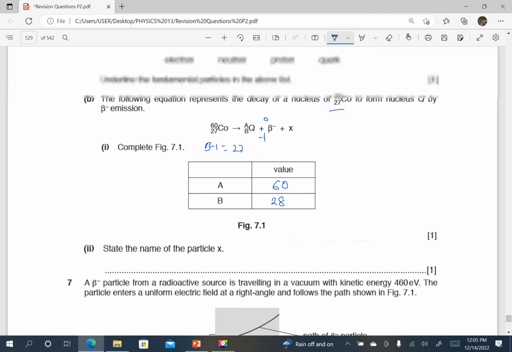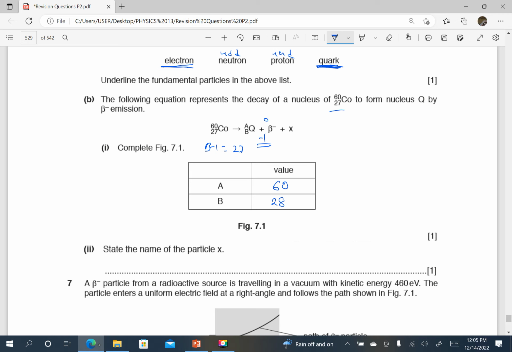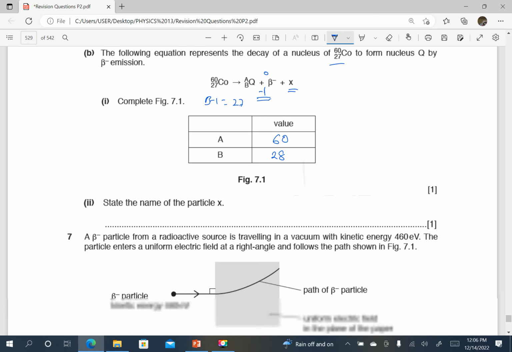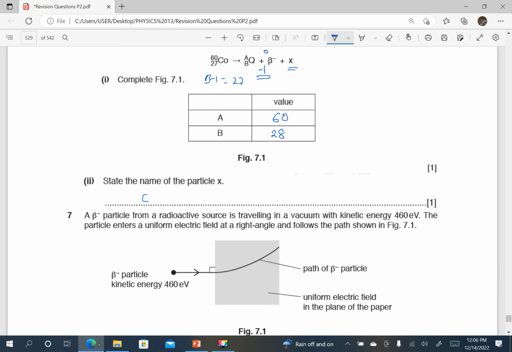State the name of particle X. Note that this is an electron. An electron is accompanied by an antineutrino. So this is an electron antineutrino, or simply an antineutrino.